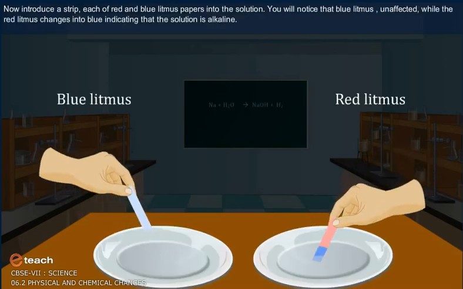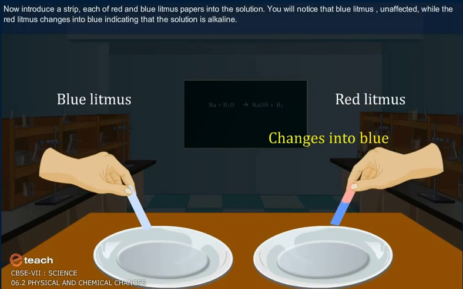Now introduce a strip each of red and blue litmus papers into the solution. You will notice that blue litmus is unaffected, while the red litmus changes into blue, indicating that the solution is alkaline.